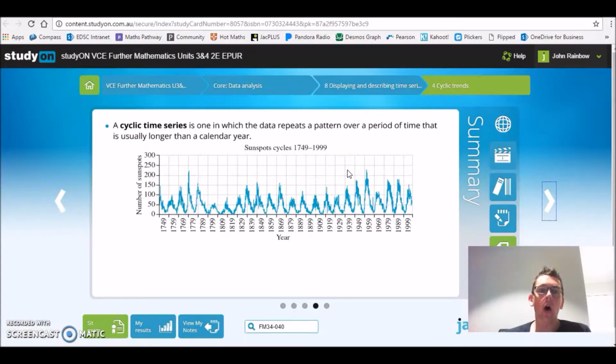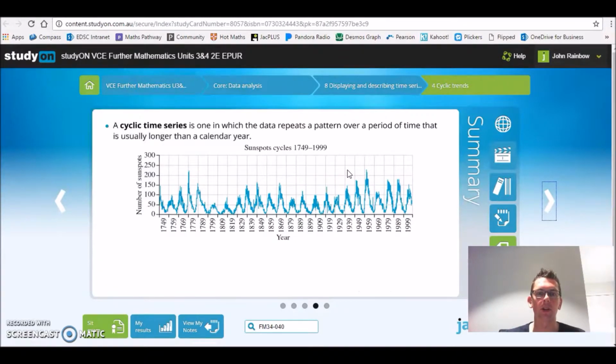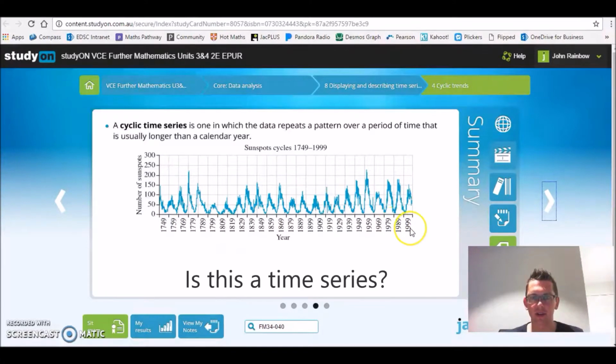So a cyclic time series is another type of series. So we have the seasonal, which occurs within a year. The cyclic, so within a cycle, occurs over that year period. So it's usually longer than a calendar year, and you'll notice the peaks occur more spaced out. So it might occur every second year, it might occur every fourth year, and we're going to look at that. So this is sunspot cycles from all the way back to the 1700s all the way to 1990.